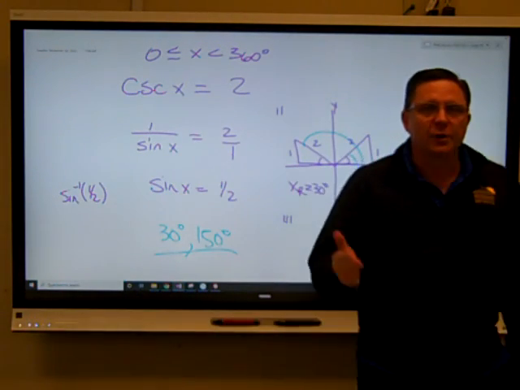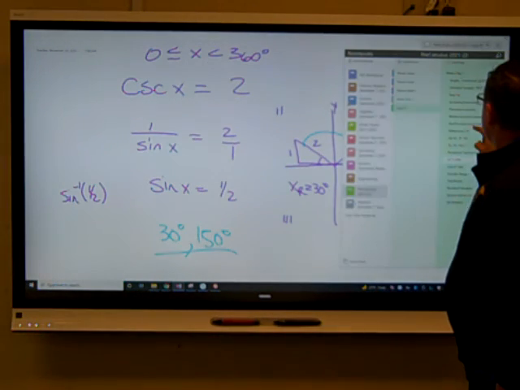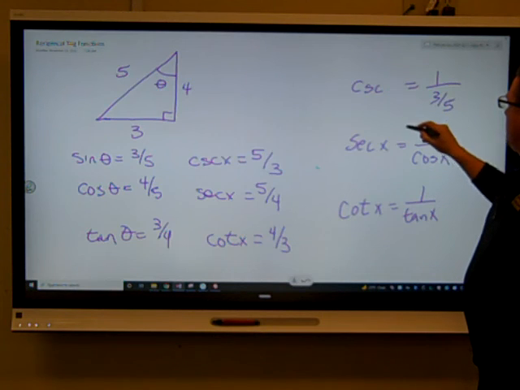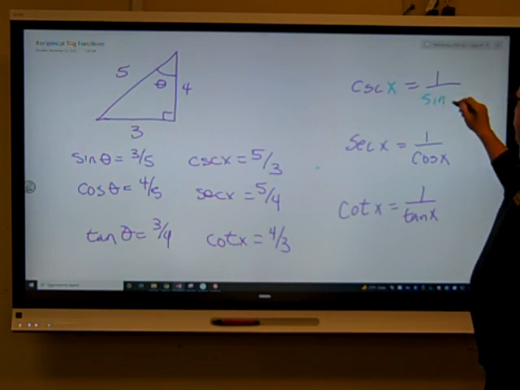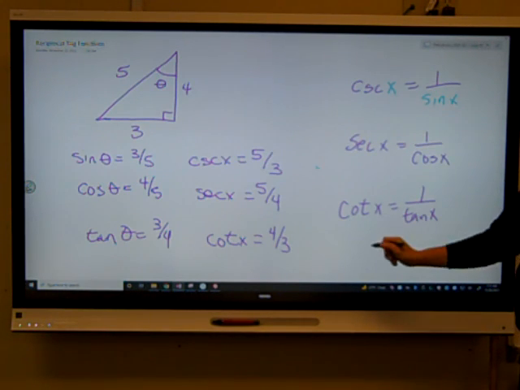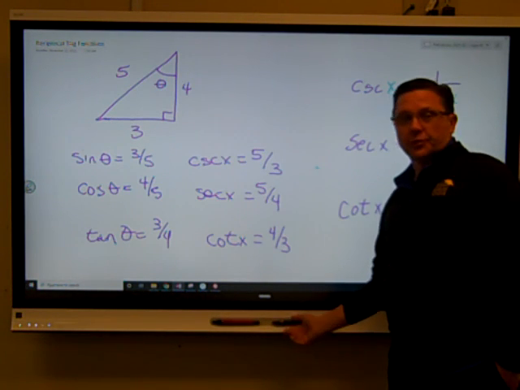So again, reciprocal trig, we're going to practice it. We're going to get really good at doing it, all right? And there are three functions. There is cosecant x, which is 1 over sine, secant x, which is 1 over cosine, cotangent x, which is 1 over tangent x. Remember to always have an argument with your trig.